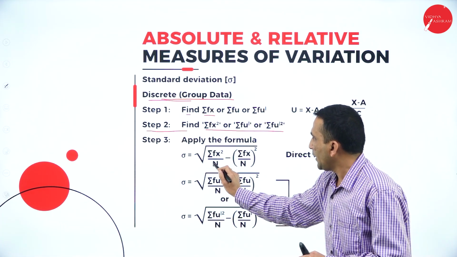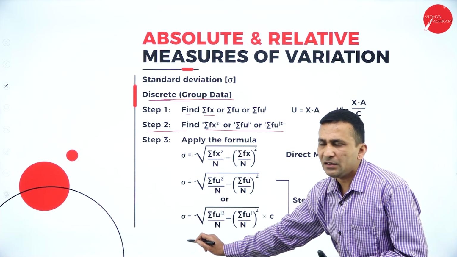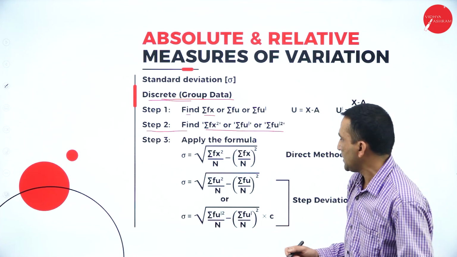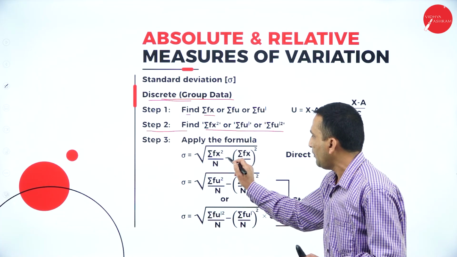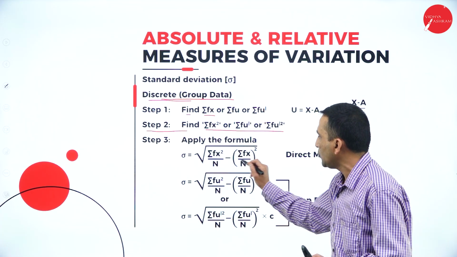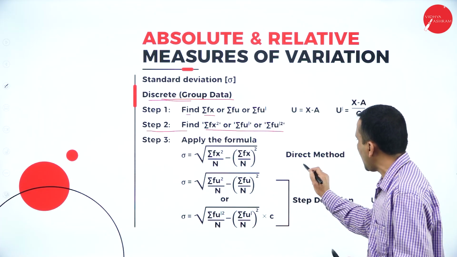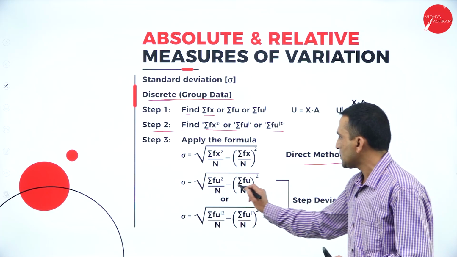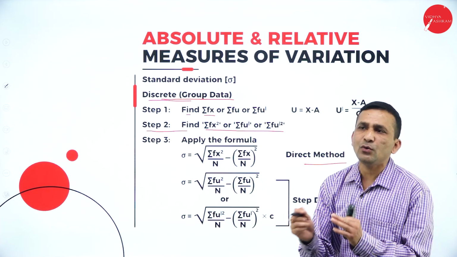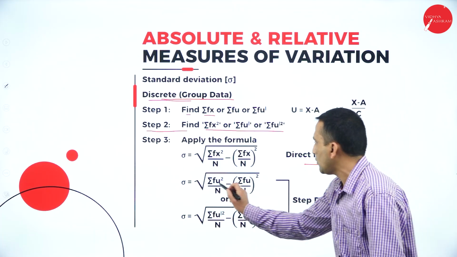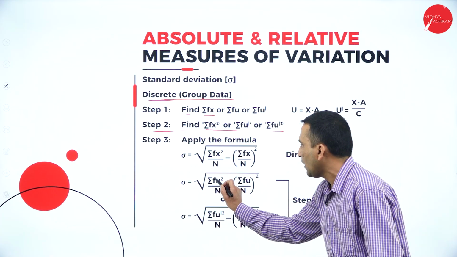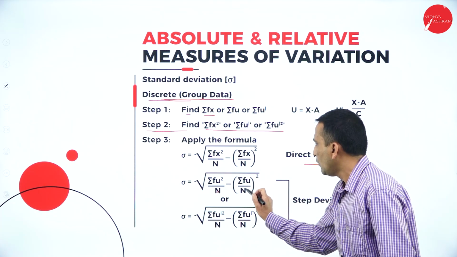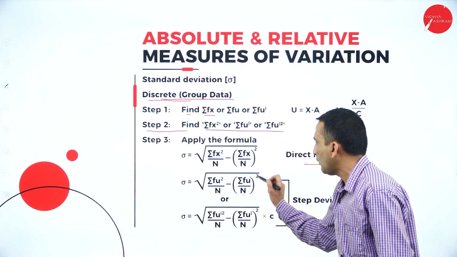Even the frequency given in the question, if you take the total, is nothing but n. So n is equal to sigma f, and the formula is sigma fx square divided by n minus sigma fx divided by n, whole squared. That is the direct method. Under step deviation, there are two types. One is if you are not getting equal distance from the numbers, then directly we write sigma fu square divided by n minus sigma fu divided by n, whole squared.